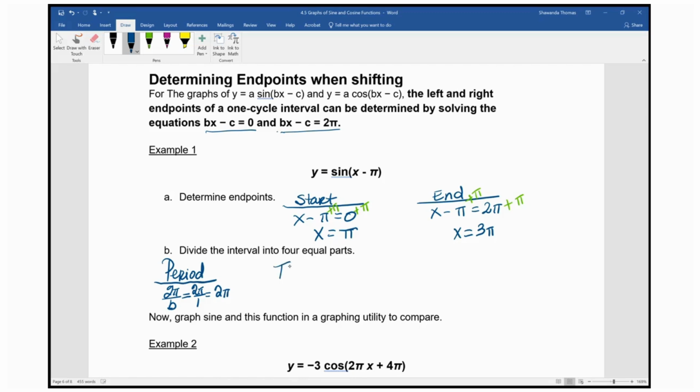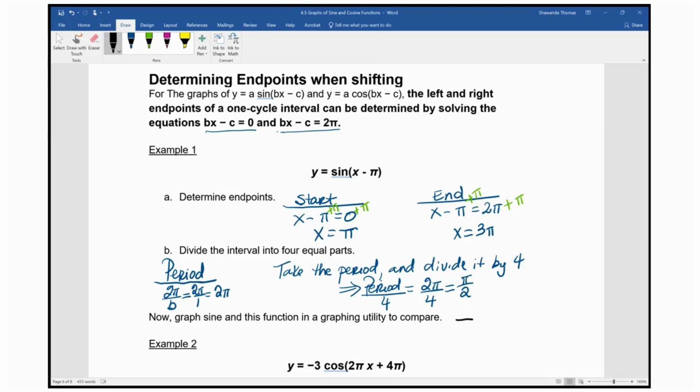And then we take the period and divide it by 4. So again, period divided by 4. 2 pi divided by 4. So this is going to help us figure out our increments. All right, so we reduce that down to what? What is 2 pi over 4 really? Pi over 2.